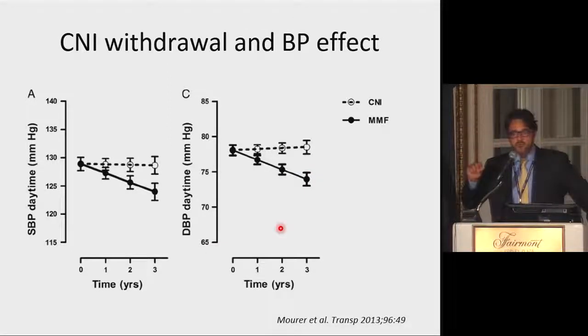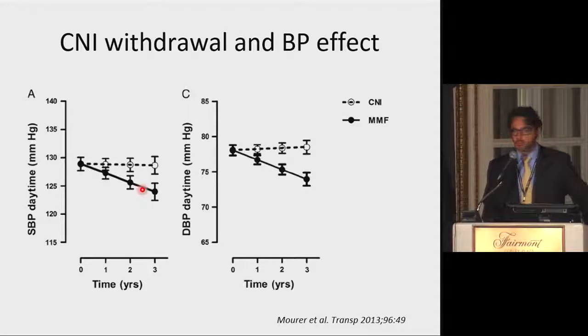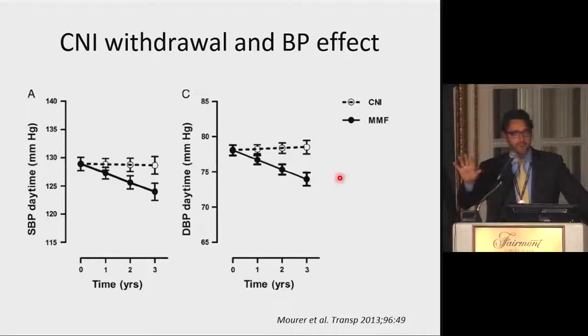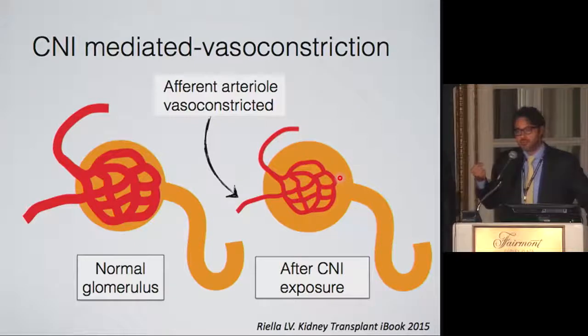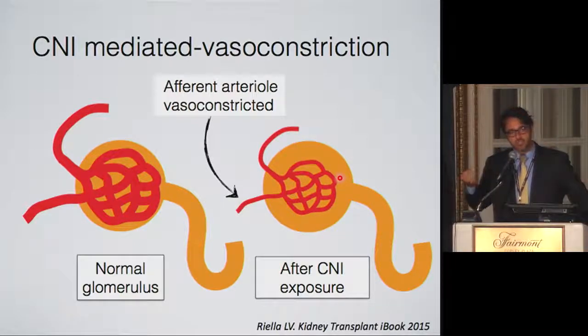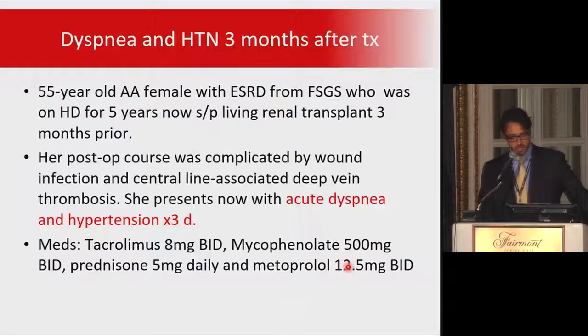To show you the effect of CNI and how withdrawal of a CNI may improve blood pressure, this is a study where they compared MMF with a group that stayed on CNI, and this is the improvement in blood pressure. Almost 10 millimeters of mercury improvement in both systolic and diastolic blood pressure when you take the patients off CNI. We know that's not the perfect practice because CNI are very, very good drugs, but it's a very good concept to keep in mind about the effects of CNI in hypertension. And this is clearly the effect of the vasoconstriction that you see in the glomeruli, the decrease in GFR that your glomeruli feel once you have the CNI exposure.